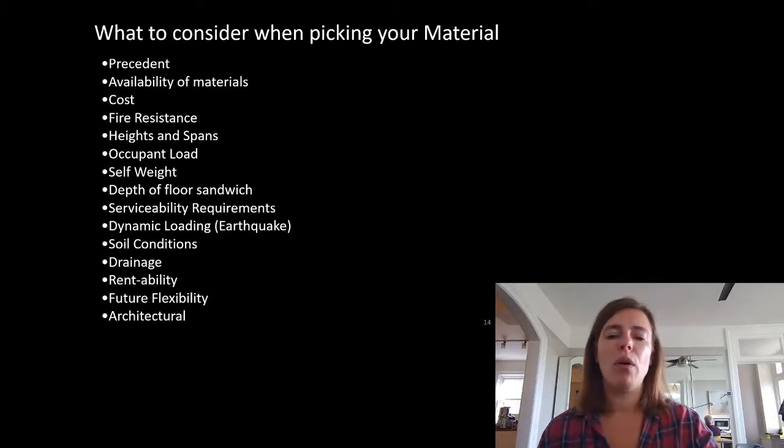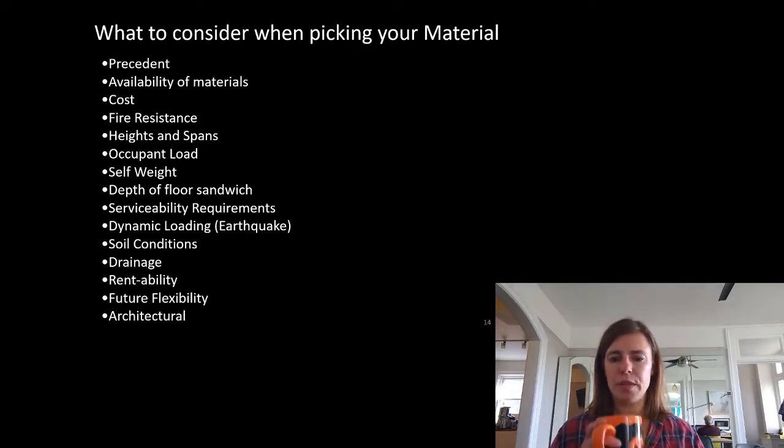So how do you go about picking what material you use to design your building?